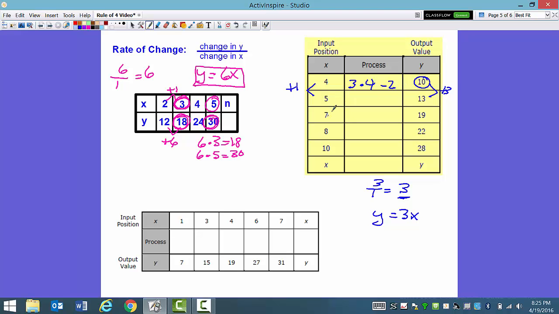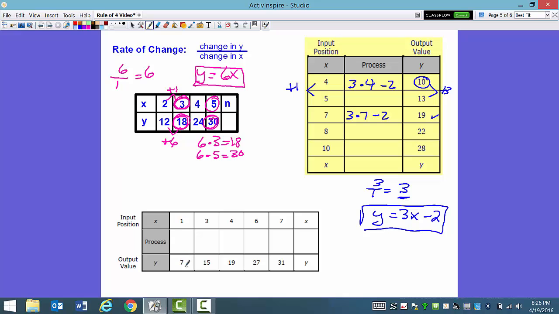Let's try 7. If I do 3 times 7, that gives me 21. And when I subtract 2, does that give me 19? Yes. So to my 3x, I need to subtract 2. This is my equation. Y equals 3x minus 2. Okay, let's try the last one.